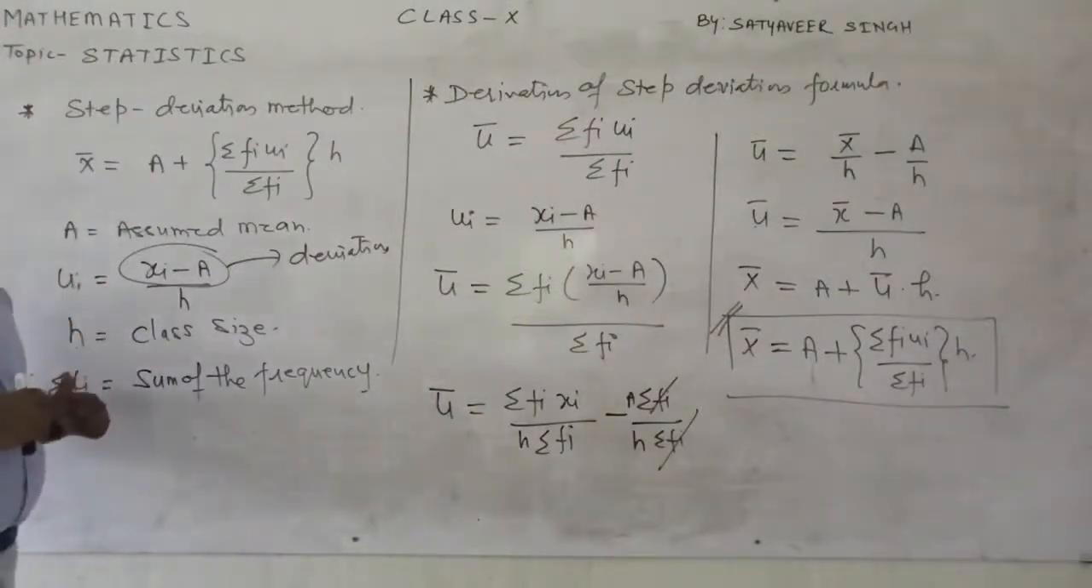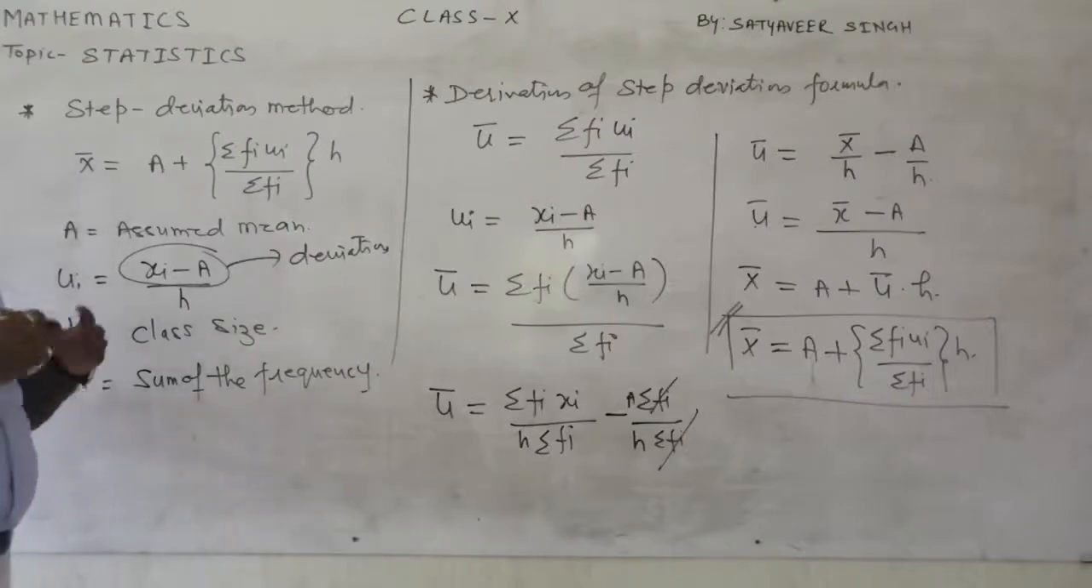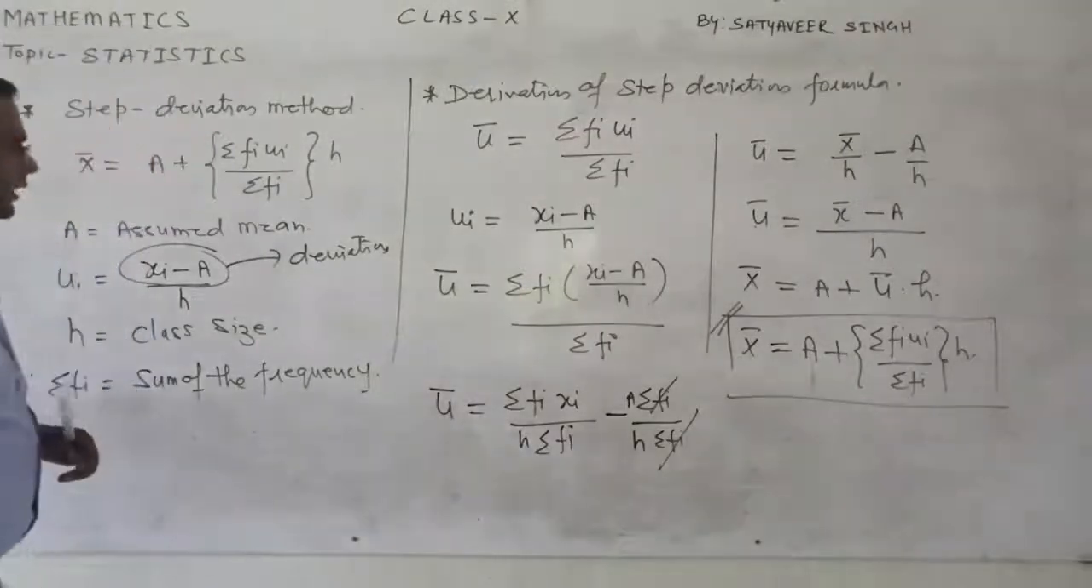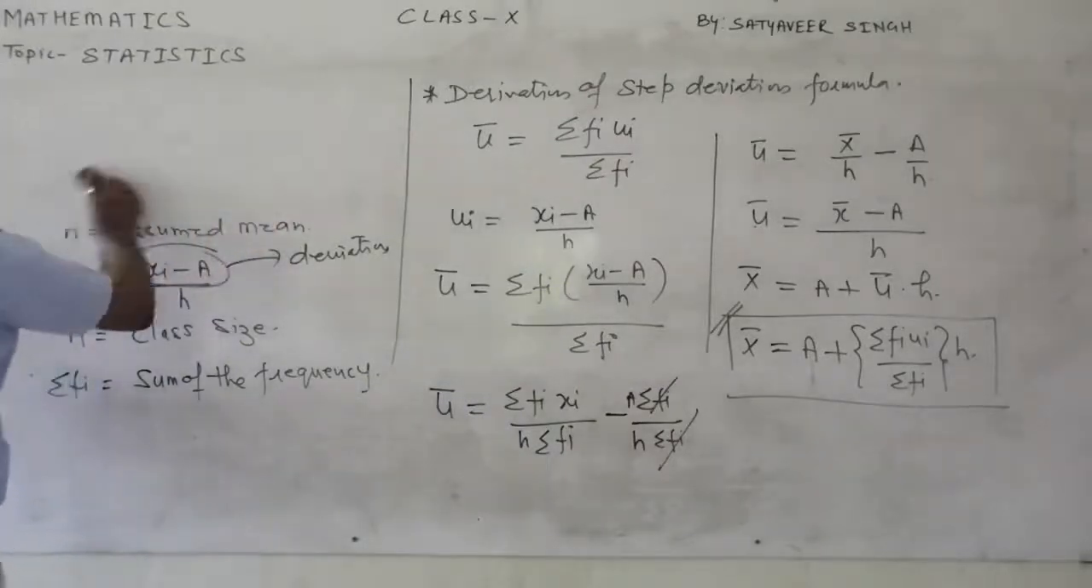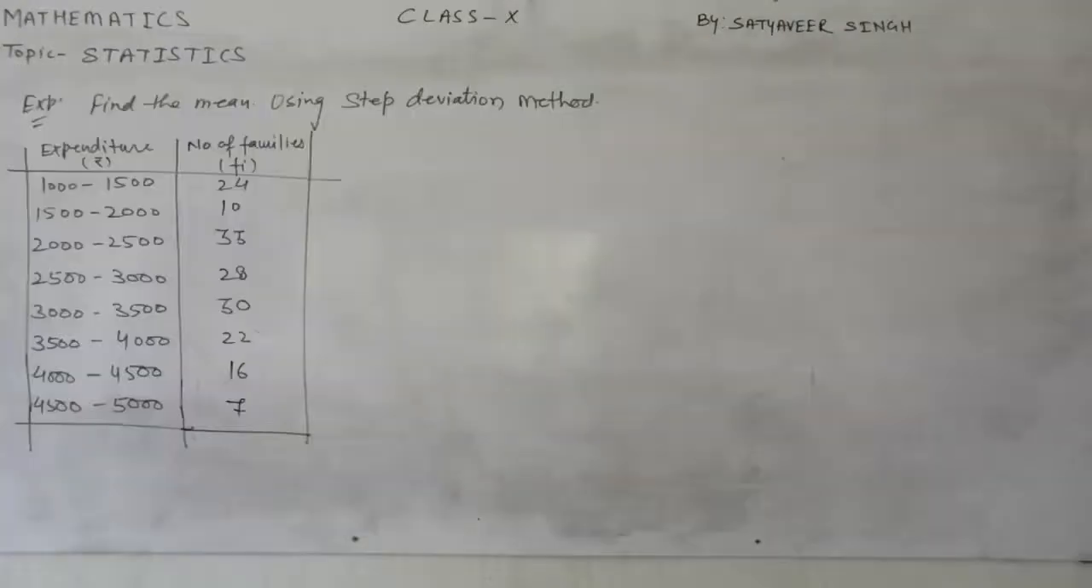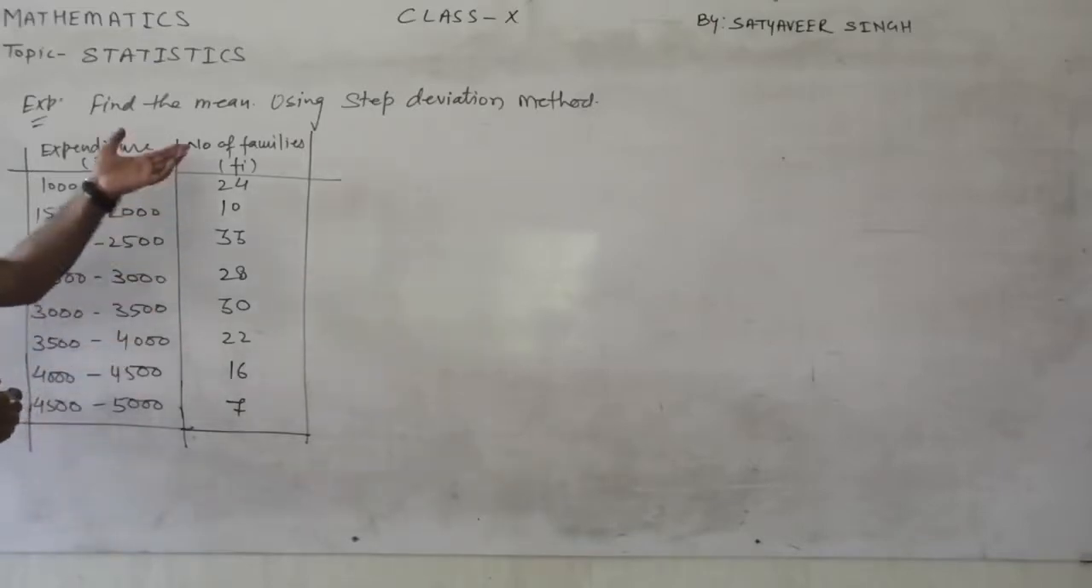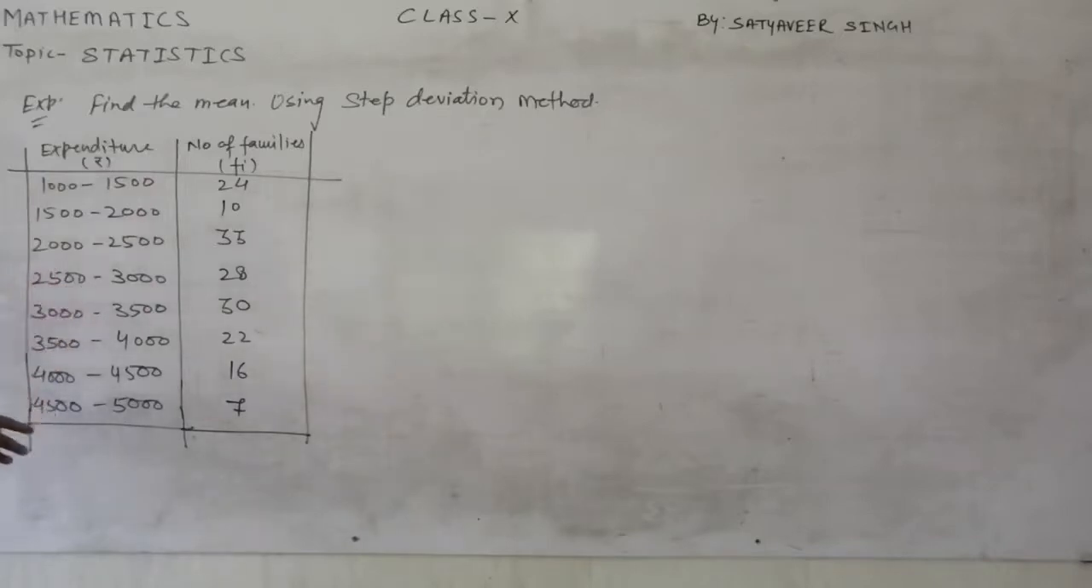See, now I am using one question to explain how this formula actually works. So in one question I will discuss with you. See now student, in this question I will explain how to use the step deviation method. There is one question I have taken, expenditure, and this is the expenditure table on education. Number of families are given, like 24 families, they spend 1000 to 1500 on education.